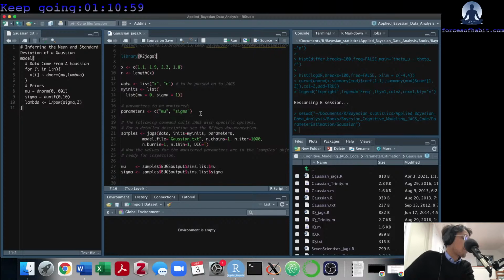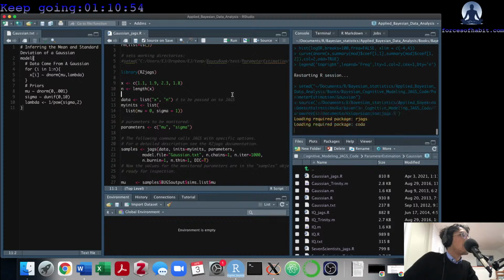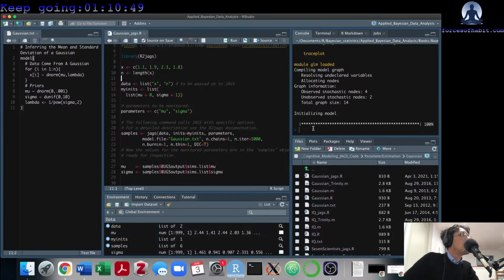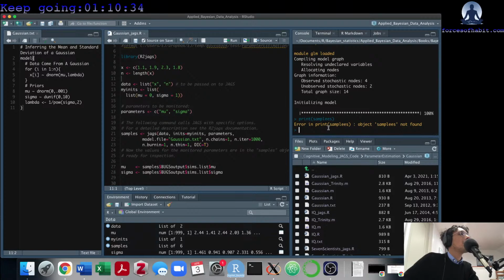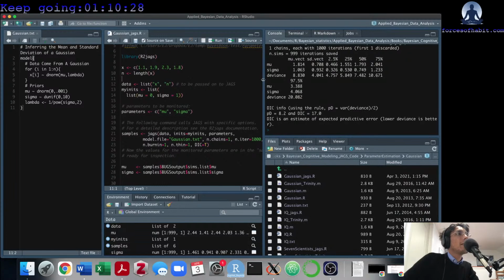So I guess we can just save on source, right? And save. We can take a look here. I think it's just print. Let's print our samples. Oh, spell samples right. Here we go. So we get information about mu and sigma, standard deviation.